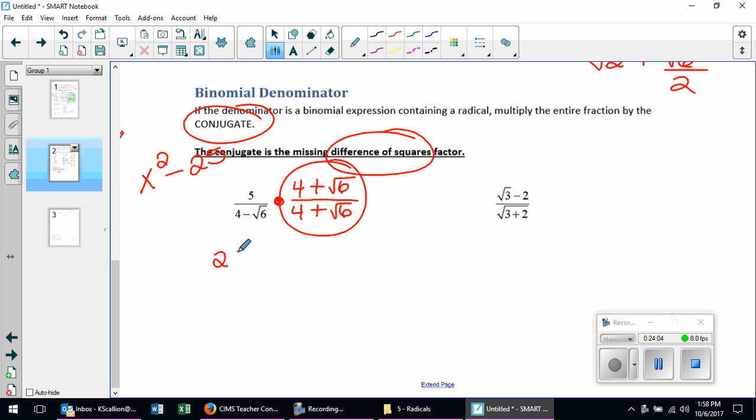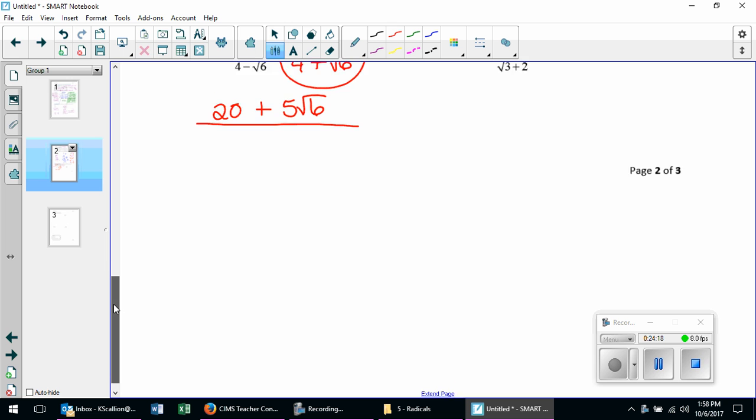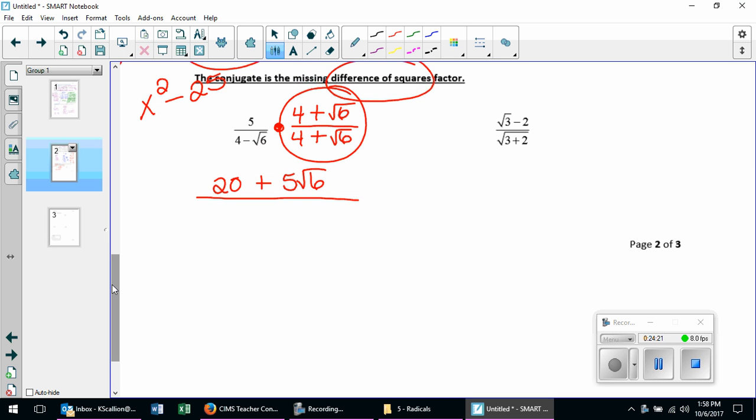5 times 4 is 20 plus 5 root 6. Numerator looks good. That's easy peasy, right? Denominator: 2 binomials multiplied together. So you have to treat them as binomials. If adding the brackets helps you, please do it. So 4 times 4 is 16. 4 times a positive root 6 is plus 4 root 6. Negative root 6 times a positive 4 is negative 4 root 6.